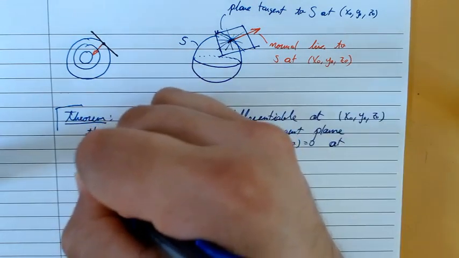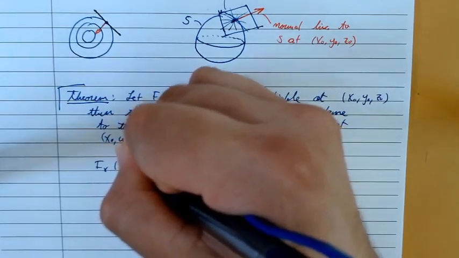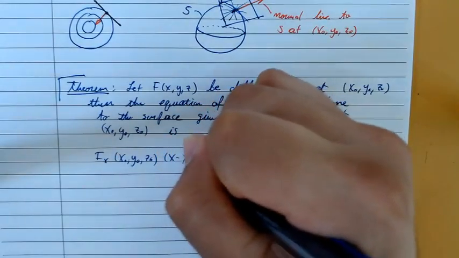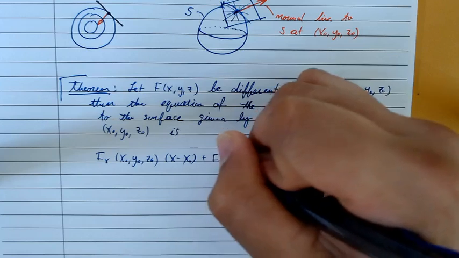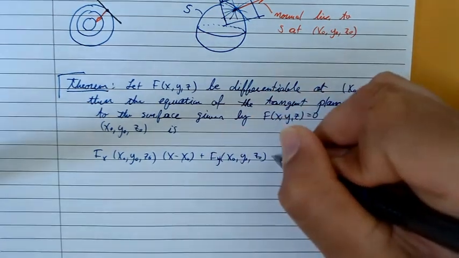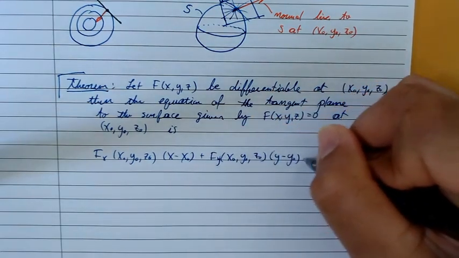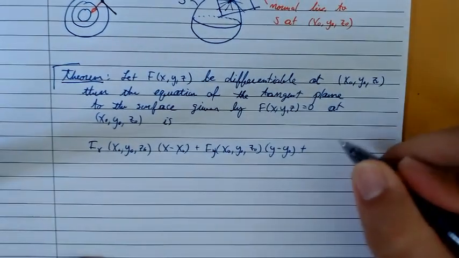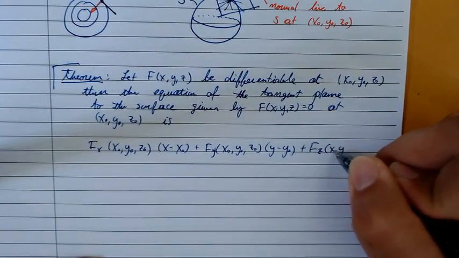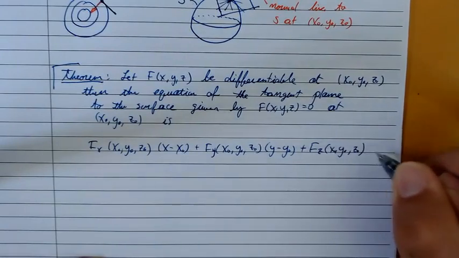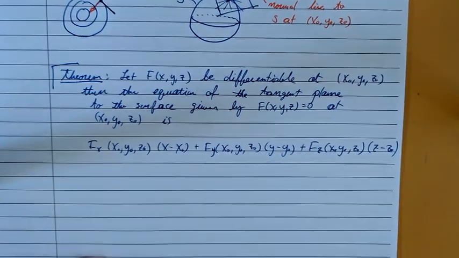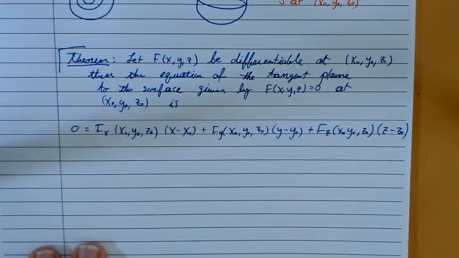is given by f sub x at x naught, y naught, z naught times x minus x naught, plus f sub y at x naught, y naught, z naught times y minus y naught, plus f sub z at x naught, y naught, z naught times z minus z naught, is equal to 0. So I guess I'll put it on this side, is equal to 0.